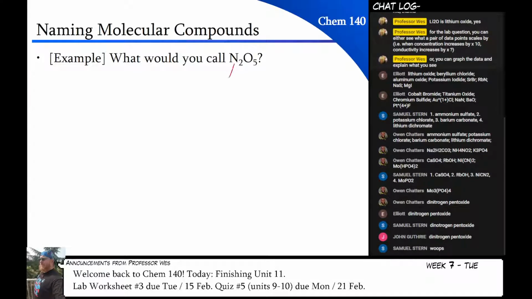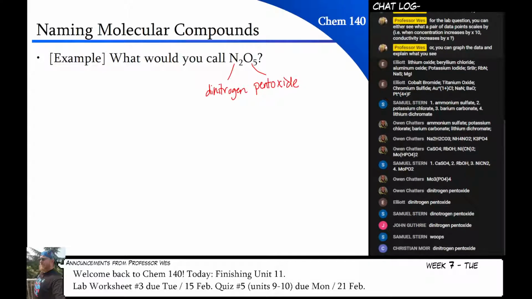All right, so I've got 2 nitrogens, so I need to add a prefix for 2 in front of that, and so that's di. And I have 5 oxygens, which we're going to write oxide for. But I have to put a prefix for how many? 5 is penta. But I have an A-O combination, so I want to say pentoxide. So there you go. Very good.